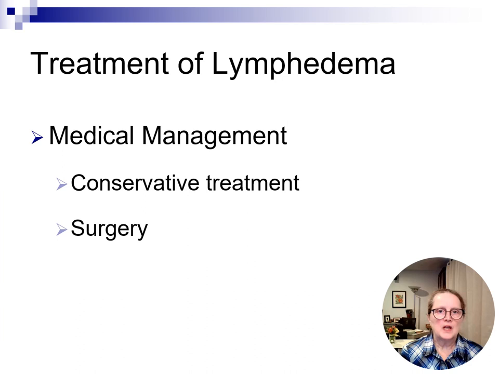Surgical treatment is generally considered palliative and not curative. Most surgical techniques will require ongoing use of compression garments. However, they also result in decreased limb size, which improves function and mobility. Current techniques most used include lymphovenous bypass or anastomosis, which is the process of grafting a lymphatic vessel into a blood vessel to promote improved lymphatic return. This is best for early lymphedema intervention.